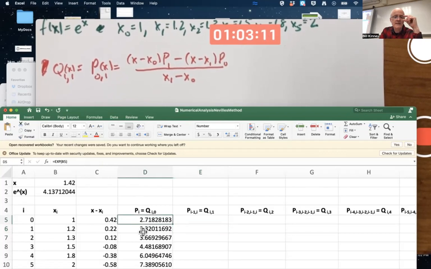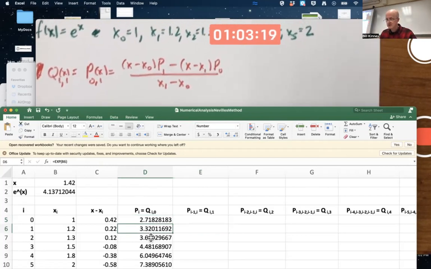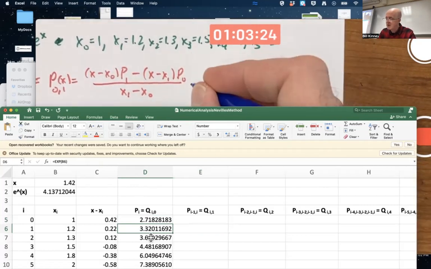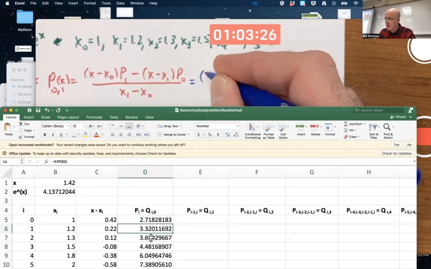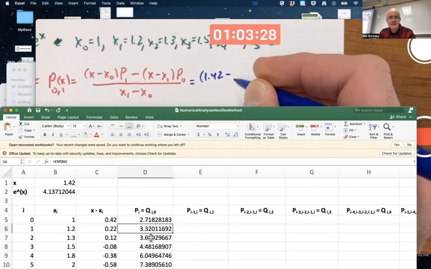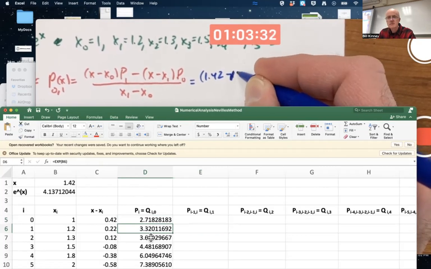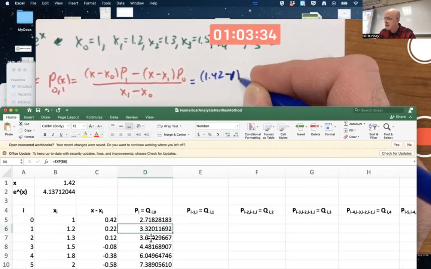P0 is this number, 2.718288183. It's E in this example. P1 is this number, 3.320111692. So what are we going to get here? When x is 1.42, we'll get 1.42 minus x0, which is 1, that's a 1 there, minus 1.